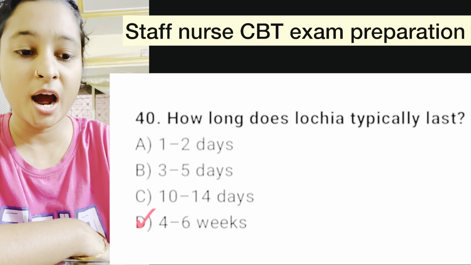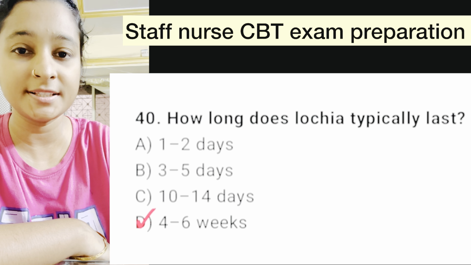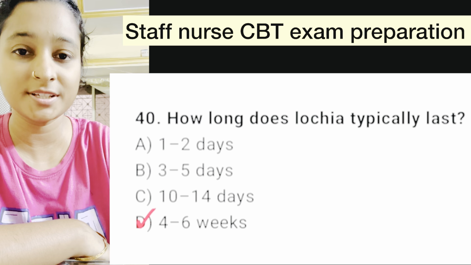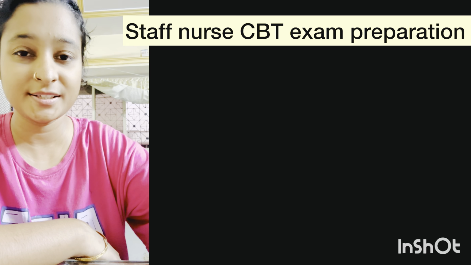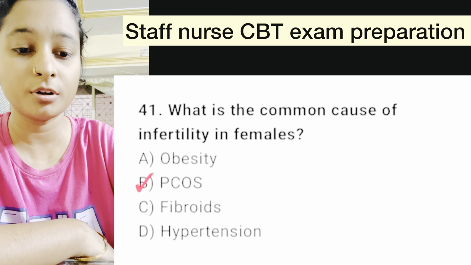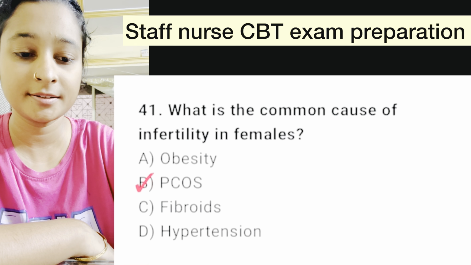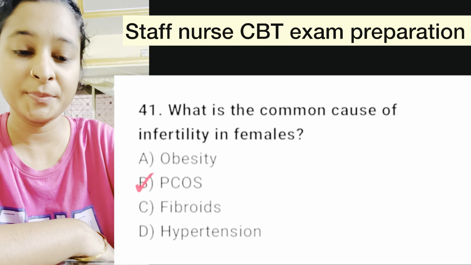Next question, how long does lochia typically last? Right option is option D, 4 to 6 weeks. Next question, what is the common cause of infertility in females? Option B, PCOS is right option.